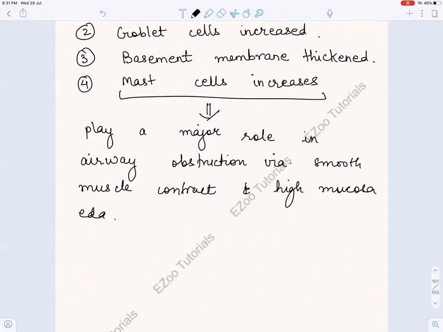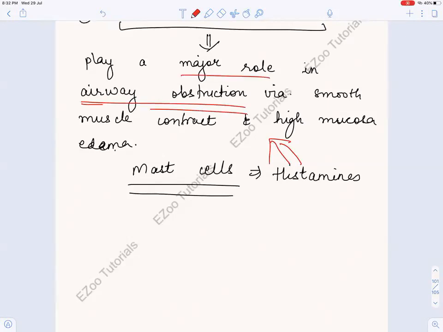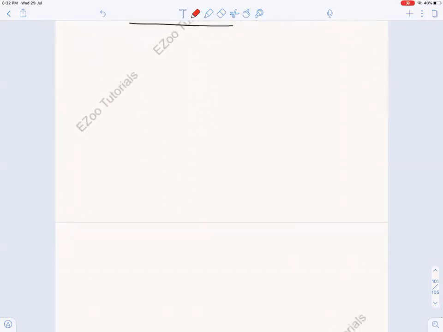So what does mast cell secrete? I think you should know this. If you don't know this, I'll tell you. Mast cell secretes histamines, and basically this histamine is causing this airway obstruction. They are playing a major role in all these things.